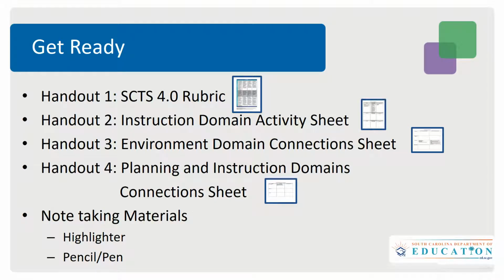You will need the following materials: Handout 1, the SCTS 4.0 rubric; Handout 2, the Instruction Domain Activity Sheet; Handout 3, the Environment Domain Connections Sheet; Handout 4, the Planning and Instruction Domains Connection Sheet; and note-taking materials. To download the handouts, click on the icons next to Handouts 1 through 4. Once you have all of the materials, move to the next slide.